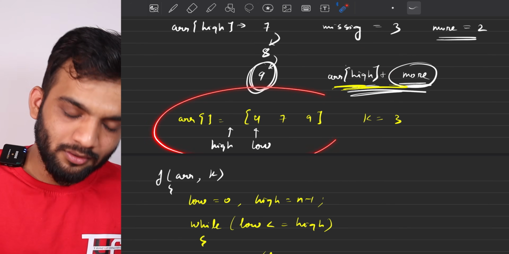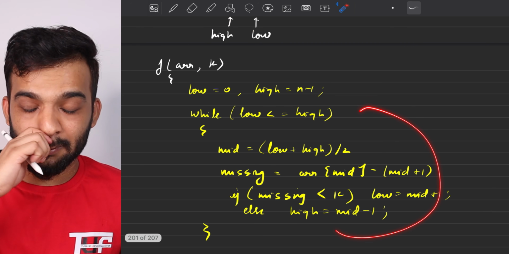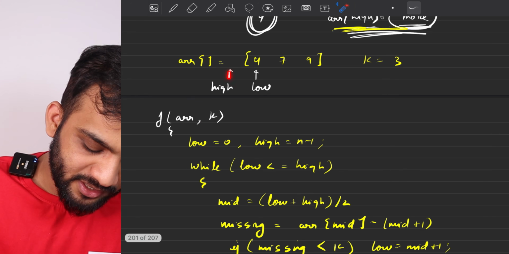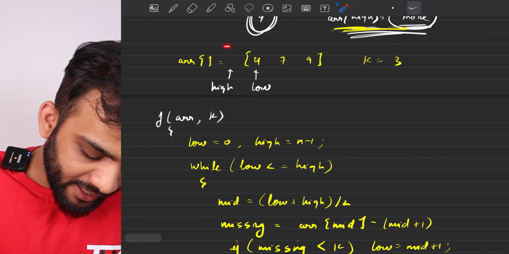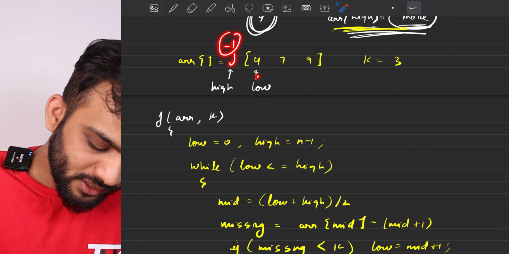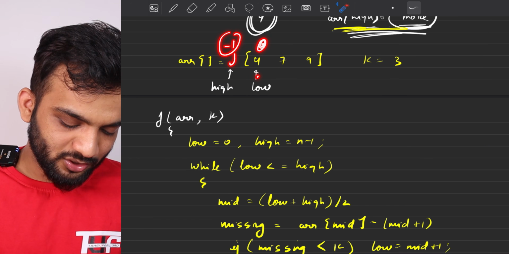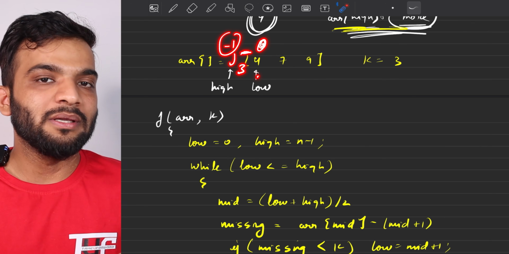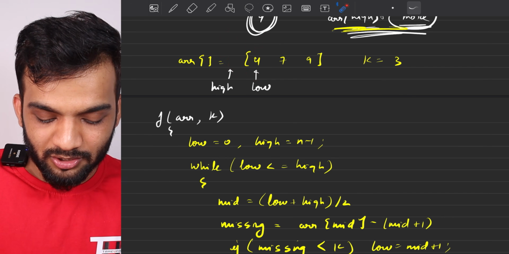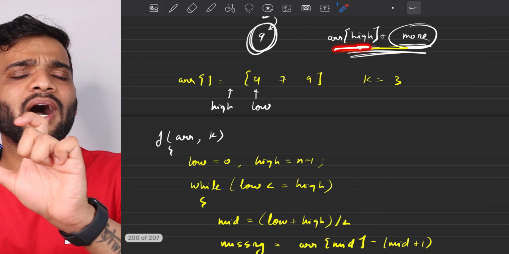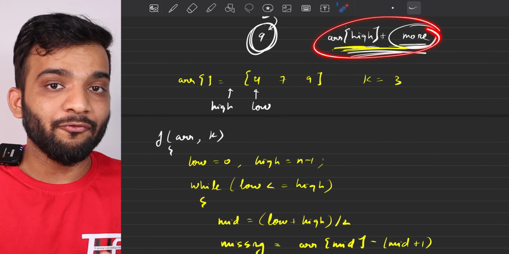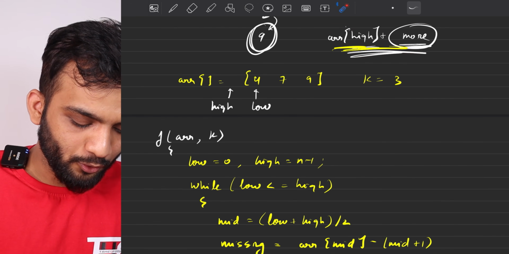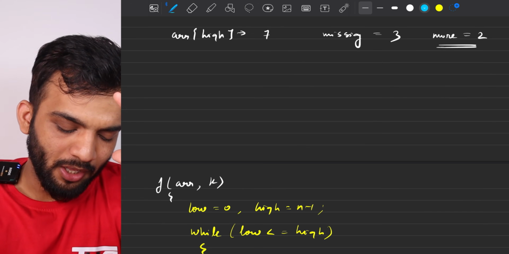Just take this example. Try to do the binary search and see where high is ending at. You will see that high is ending at the -1 index and the low will stay at the 0th index, because this is where the third missing number will be. So you cannot say array of high plus something. So we have to figure out a formula for this. We will do that now. Okay, so let's figure out the formula.